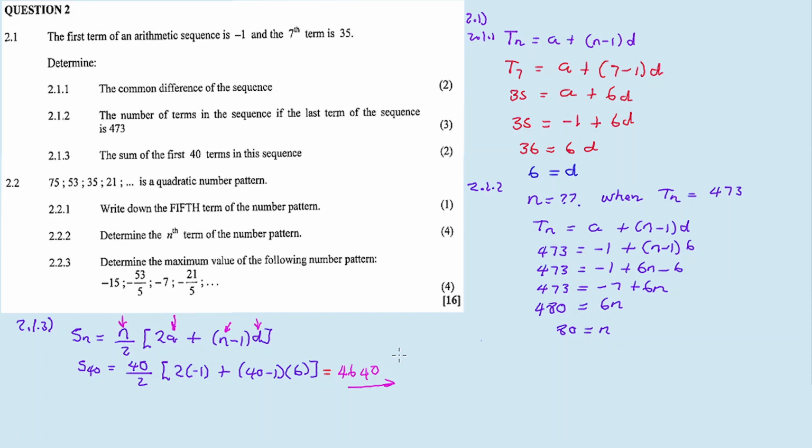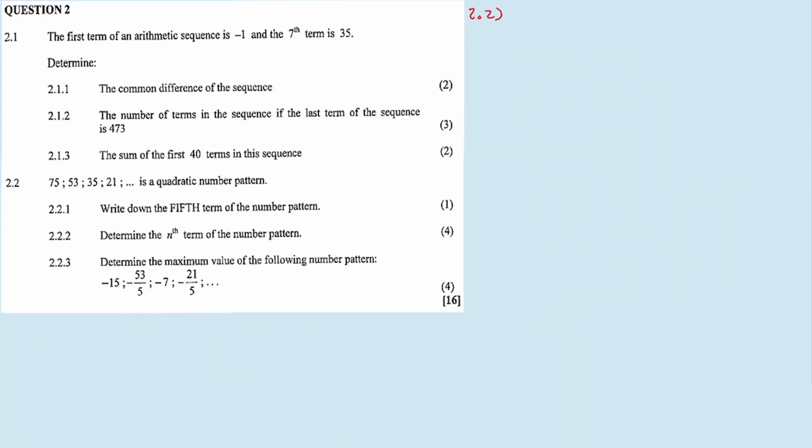With 2.2 basiphe a quadratic number pattern. So lana I have to erase and answer 2.2. 2.2, okay, basiphe 75, 53, 35 and 21, but it's a quadratic number pattern. With 2.2.1, write down the fifth term of the number pattern. Okay, so bangiphe ama terms ayi-4, T1, 2, 3 and 4. Mina ngifuna the fifth term. Let's calculate the fifth term. Okay, so for the first difference, also this is a quadratic number pattern.